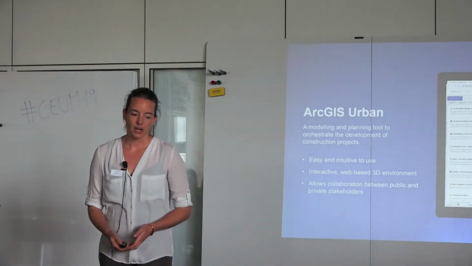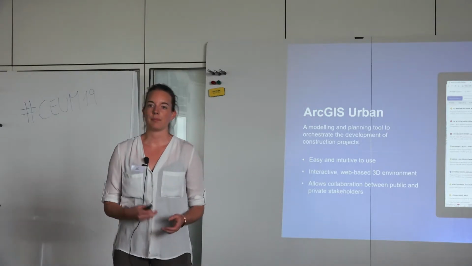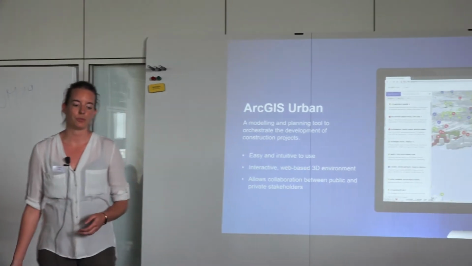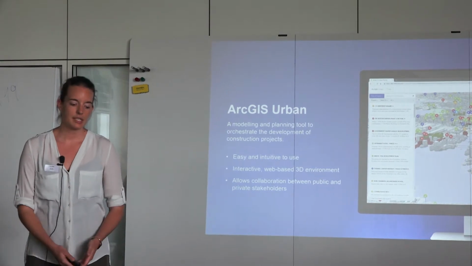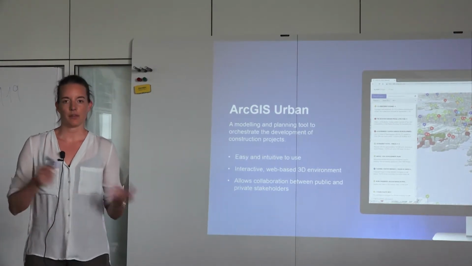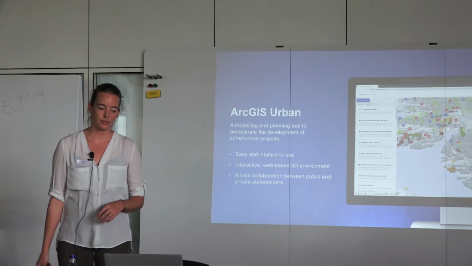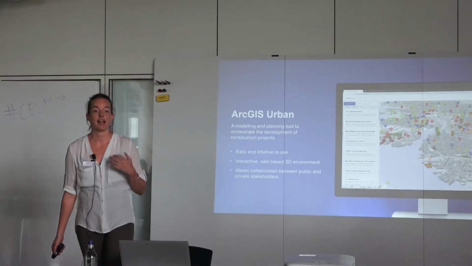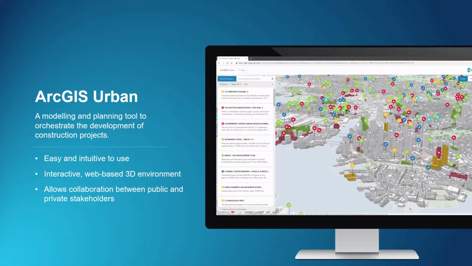So ArcGIS Urban is our new 3D web-based tool to support urban planning workflows. It's on the web, it's easy and intuitive to use, and it allows the collaboration between many different stakeholders.